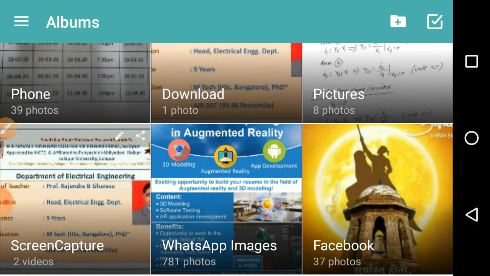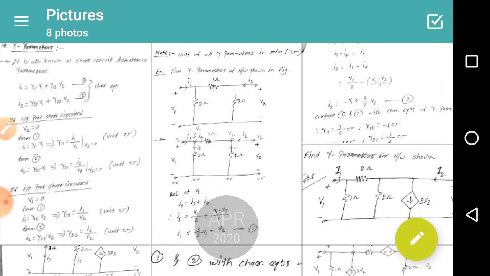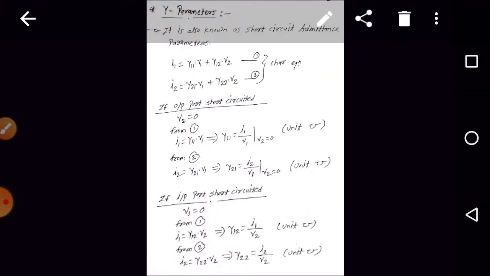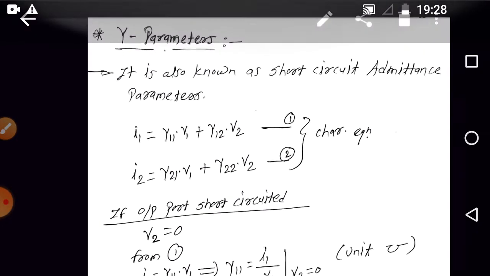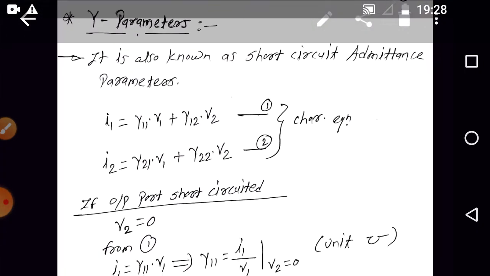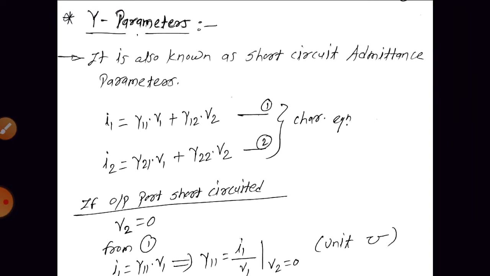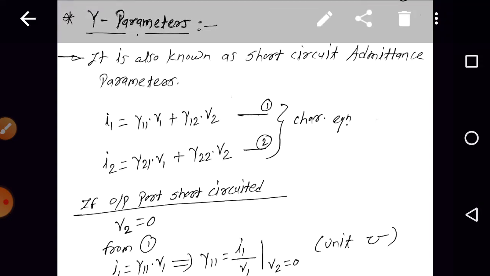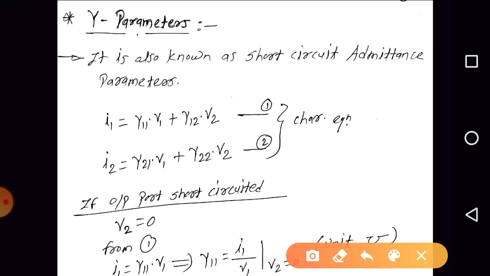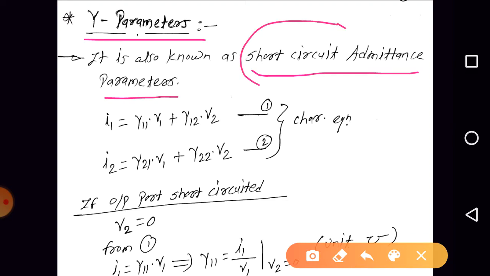In my last video, we discussed the Z parameter. Today, we are going to discuss the Y parameters. As we know, as long as the two-port network is considered, we have 4 types of parameters: Z, Y, ABCD and H. Let us discuss the Y parameter. Y parameters are also known as short circuit admittance parameters.